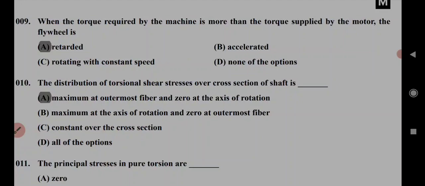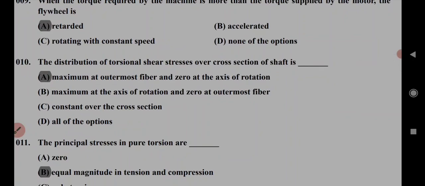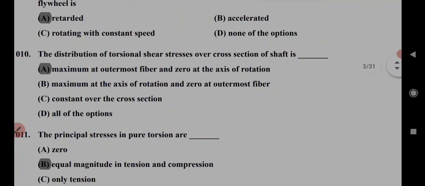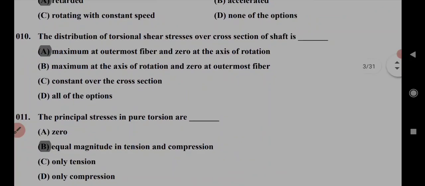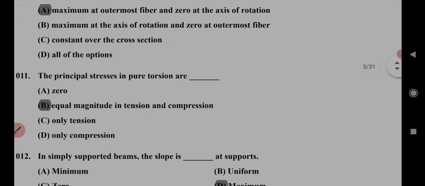Ninth question. When the torque required by the machine is more than the torque supplied by the motor, the flywheel is retarded. The distribution of the torsional shear stresses over a cross section of a shaft is maximum at the outermost fiber and zero at the axis of rotation. Option A is correct.